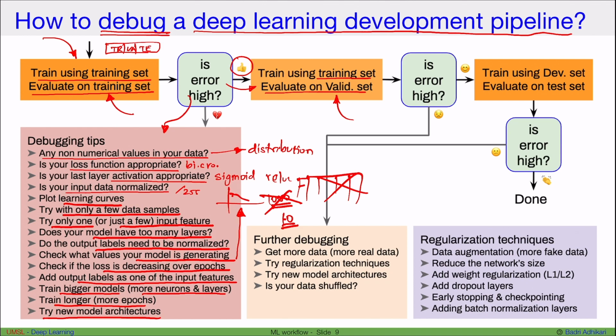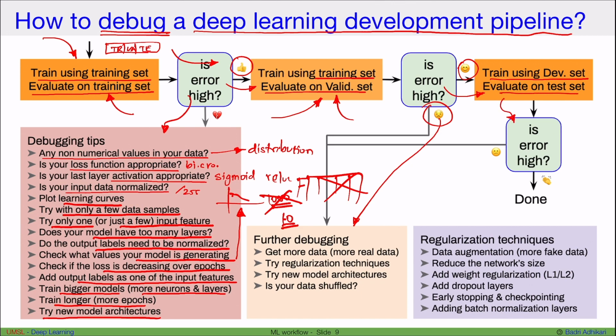Assuming that these debugging tips help and eventually you get very low error on the training set, the next step is to train using the training set and evaluate on the validation set. Now if you get very high error, then we have to debug further. If the error is high, you're unhappy and we want to debug further. But if the error is low, that is you're getting very good accuracy on the validation set, then you're happy. Then finally, what you want to do is train using the dev set, that is the entire training and validation set, and evaluate on the test set. That will be the next step.